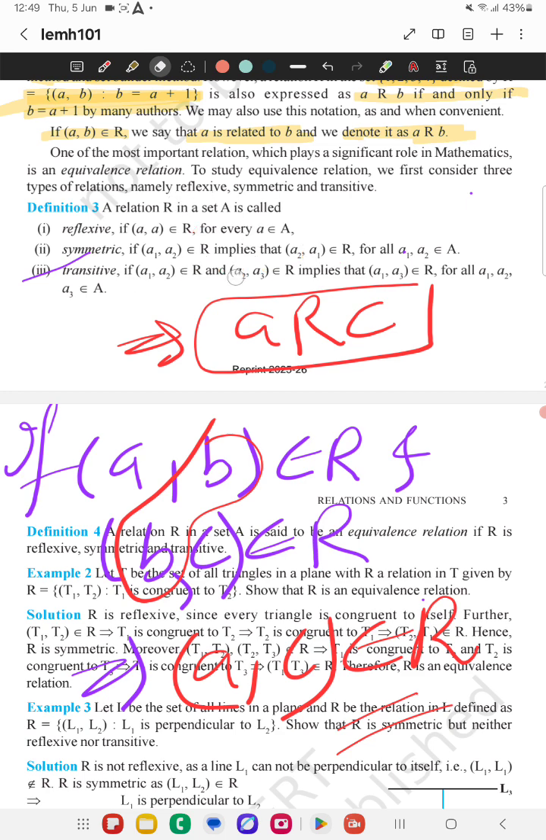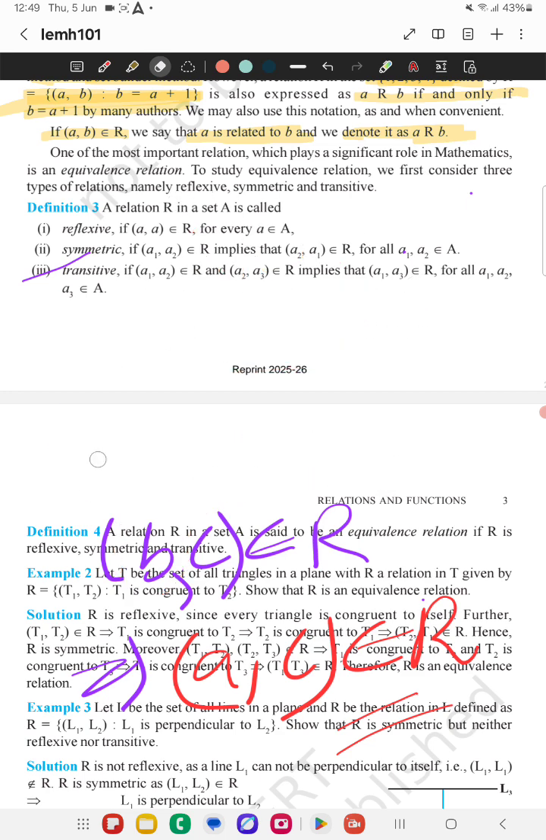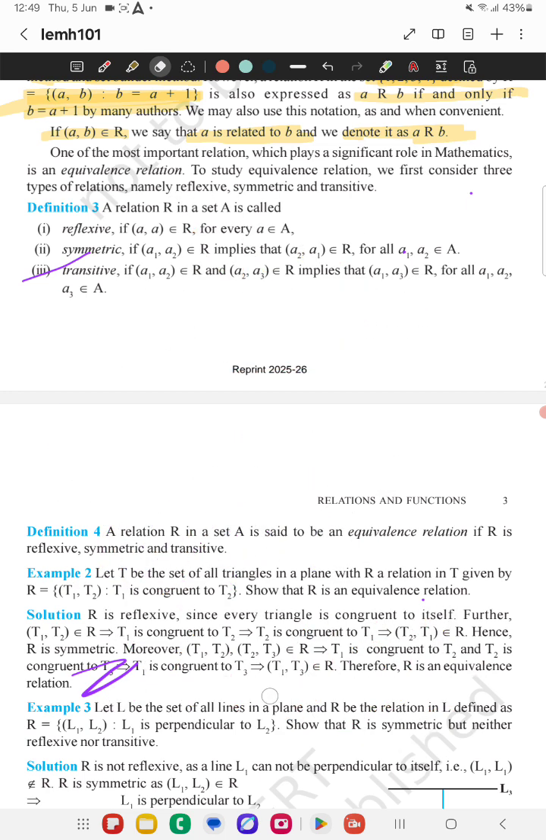Now let us proceed toward the definitions. Underline them in your book. So this is reflexive relation: (a, a) belongs to R for all a belongs to A. Symmetric: if (a1, a2) belongs to R, (a2, a1) should also belong to R. Transitive: if (a1, a2) belongs to R and (a2, a3) belongs to R, then (a1, a3) should also belong to R.